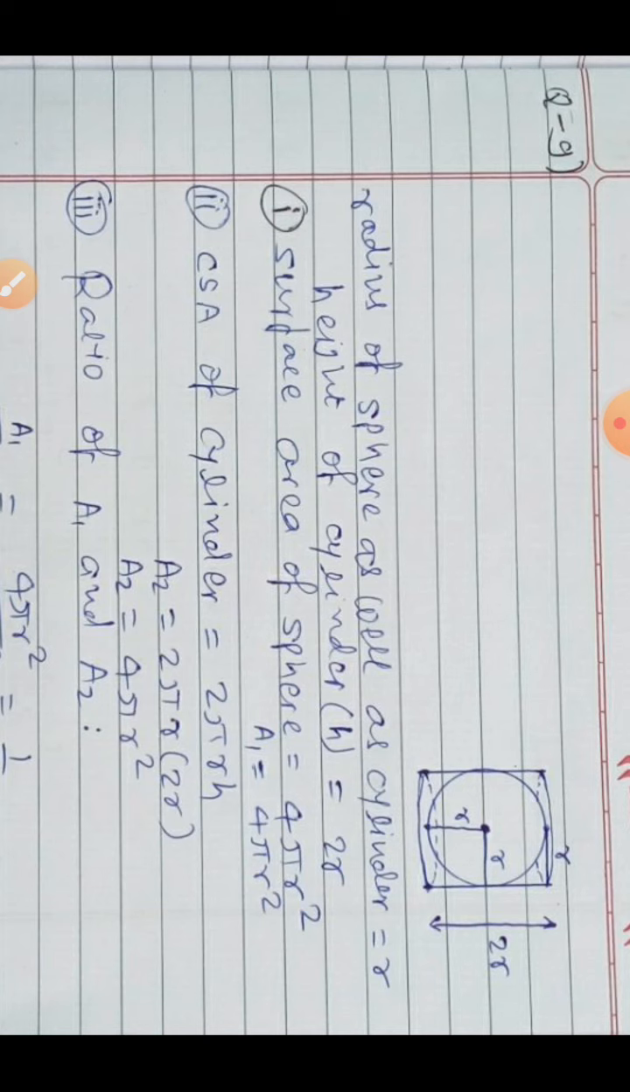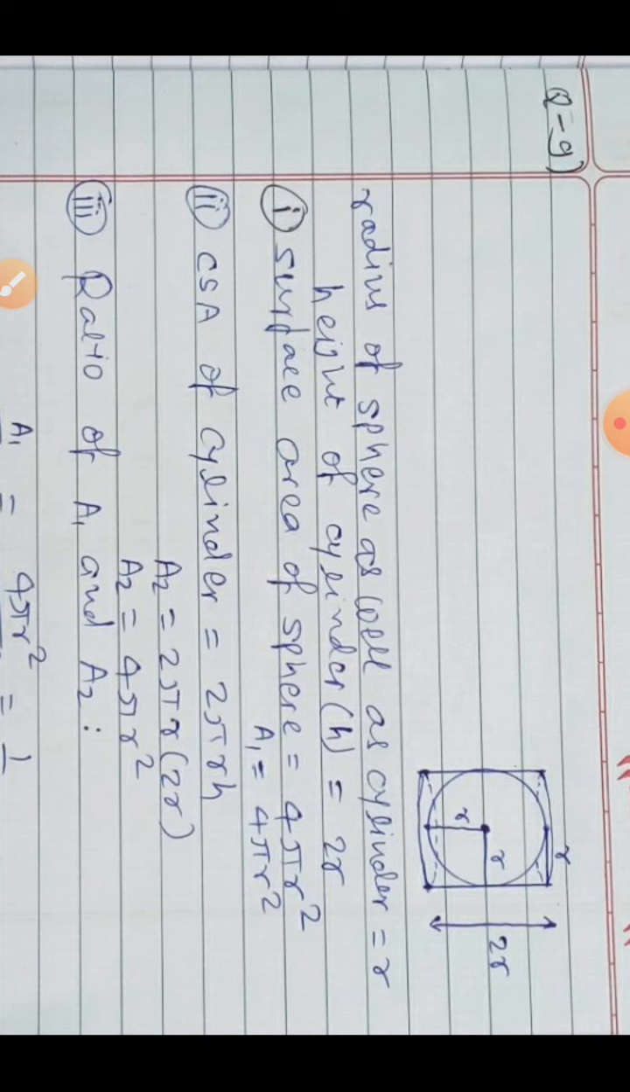Now the surface area of sphere formula used is 4 pi r square. R is given as R only. So we give it the symbol A1. Sphere's area is symbolized as A1. So A1 becomes 4 pi r square. Why? Value of r is R, so same thing repeated.